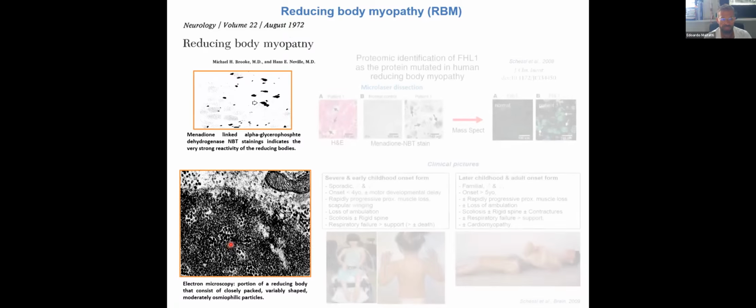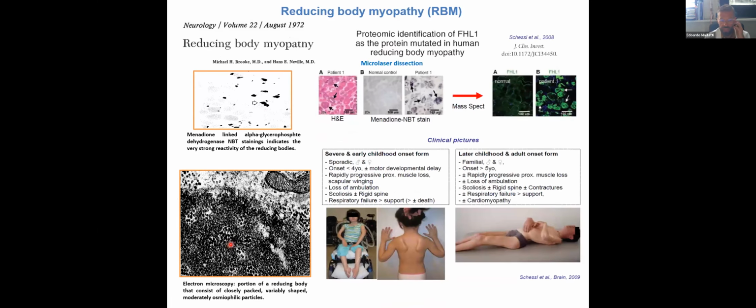The story of the identification of this entity has been long, and it was thanks to a study performed on muscle biopsy, with microlaser dissection of the reducing body followed by mass spec, that the group of Carsten Bönnemann identified that inside the structure there was an accumulation of this protein, FHL1, that was found in muscle biopsies of patients with different clinical pictures, early onset myopathies or later onset myopathy with contracture.